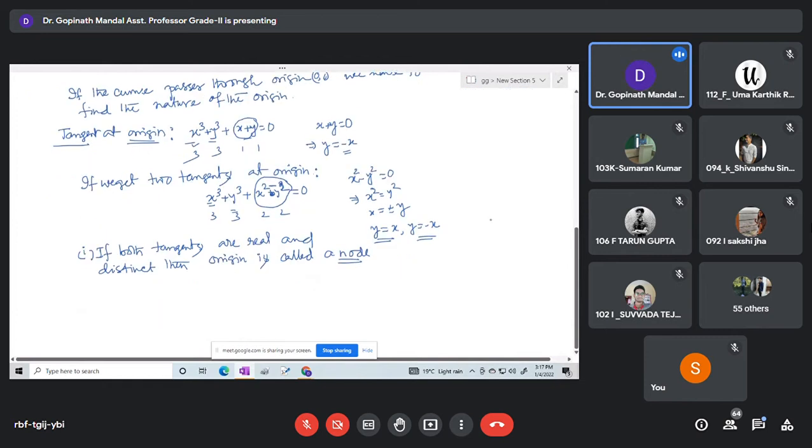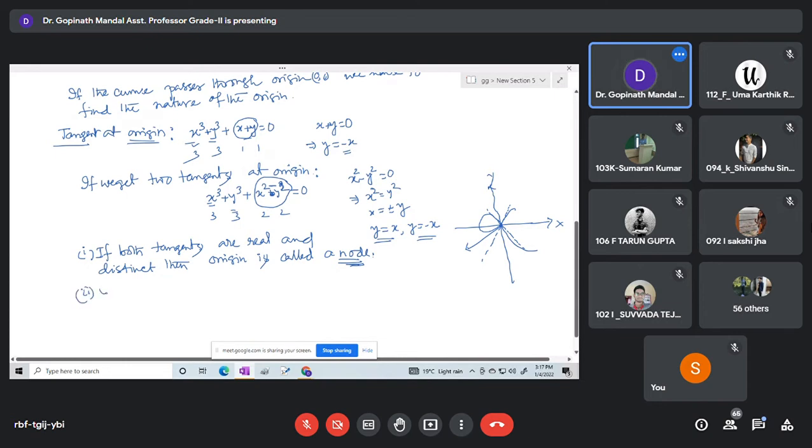Suppose the curve is like that. This is the x-axis. So at the origin there is a tangent here and a tangent there. So we get two tangents at the origin, then this origin will be called a node.